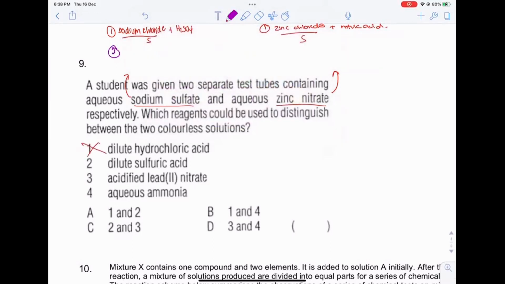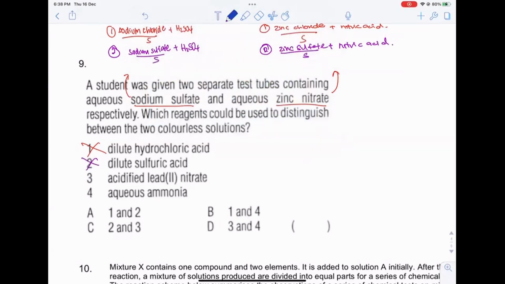Number 2, dilute sulfuric acid. So sodium sulfate, you again get sodium sulfate and sulfuric acid. Okay. So for zinc nitrate, you'll get zinc sulfate plus nitric acid. So this is also soluble. This is also soluble. So number 2 is out.